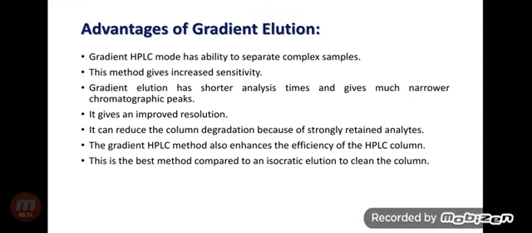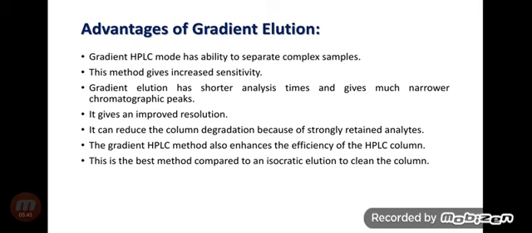Now we will see what are the advantages of gradient elution. Gradient HPLC mode has the ability to separate complex samples. This method gives increased sensitivity. Gradient elution has shorter analysis times and gives much narrower chromatographic peaks. It gives an improved resolution.